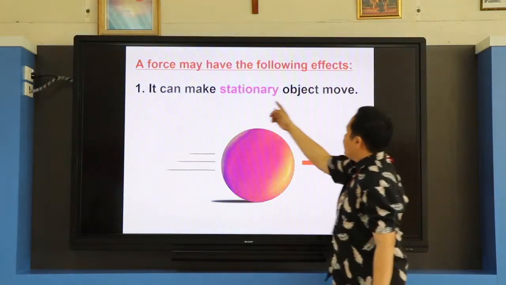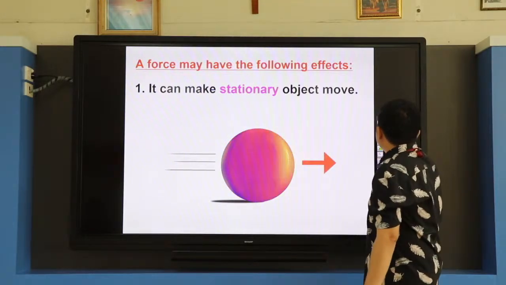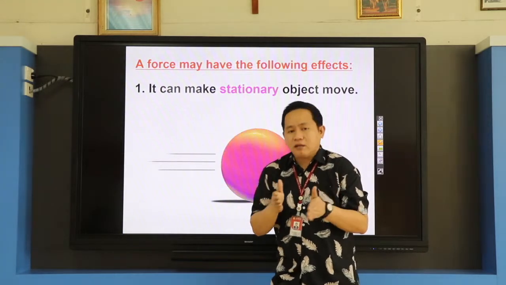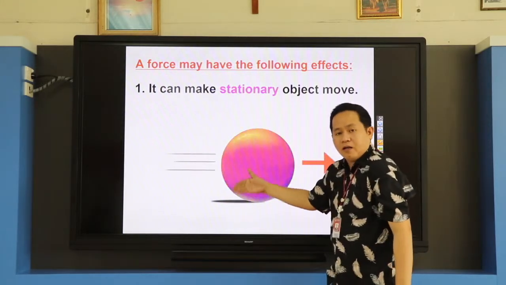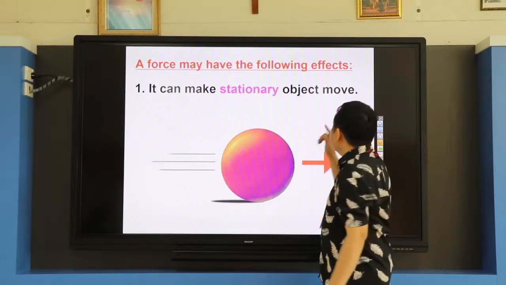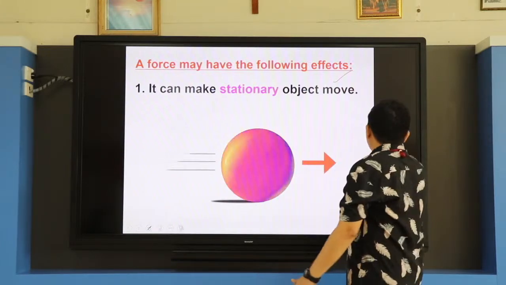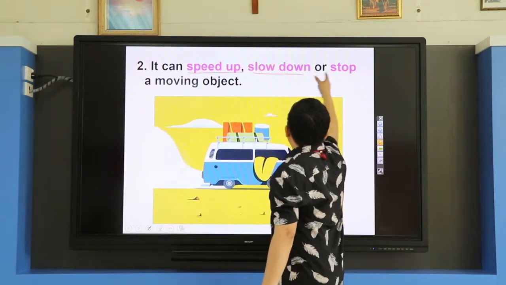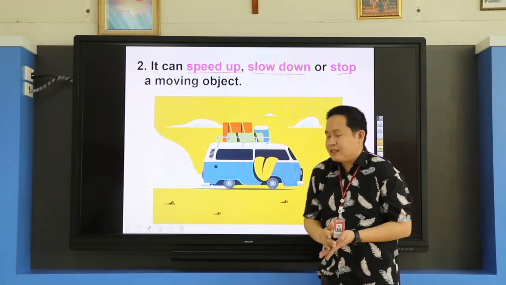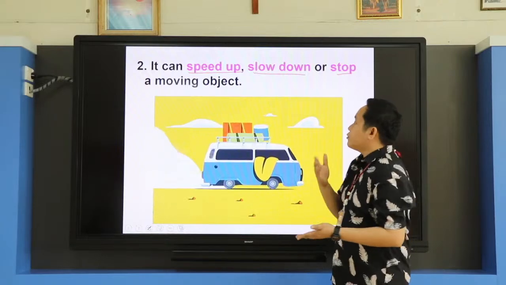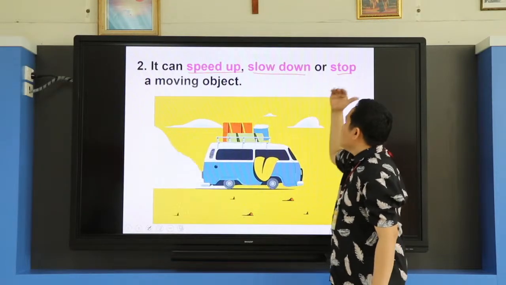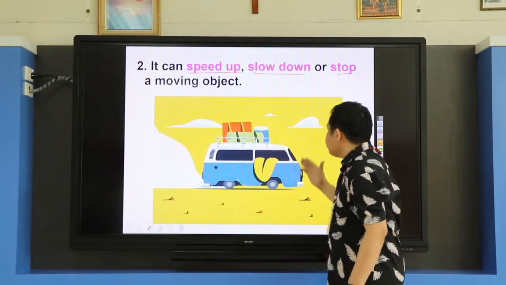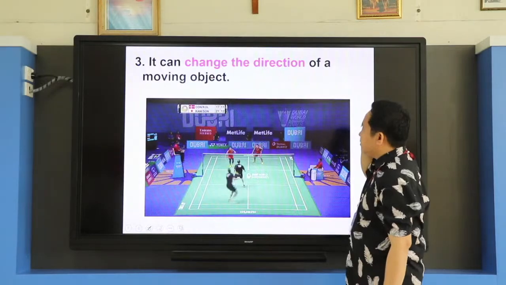A force can make an object which is stationary move. Stationary means an object that is at rest, not moving. Example, this ball, when you kick it, it will move. So it can make a stationary object move. Another one, force can speed up, slow down, or stop a moving object. Like this car, you can speed up, slow down, and stop this moving object. This is because of the effect of the force.